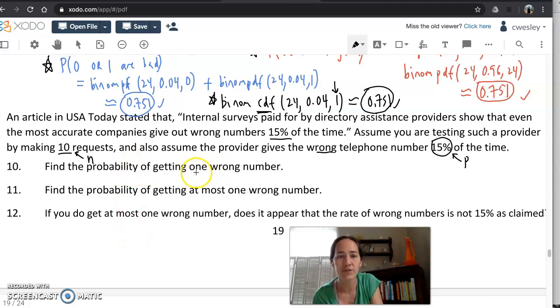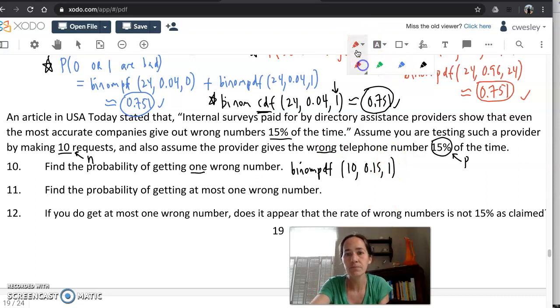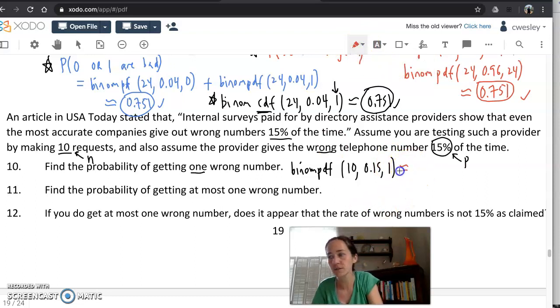Find the probability of getting exactly 1 wrong number. To me, that's 1 case, and it looks like a PDF. So I'm going to say binom PDF, 1 wrong number. So out of the 10 that I'm testing, I get a wrong number 0.15 of the time, and I want to get the case that there is 1 wrong number. Go ahead, type that in. Feel free to pause, and I'll round it to 0.347. 34.7% of the time that's occurring.